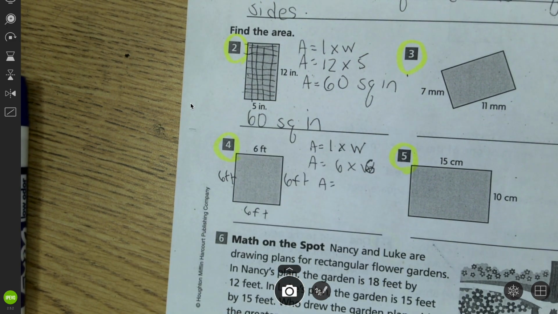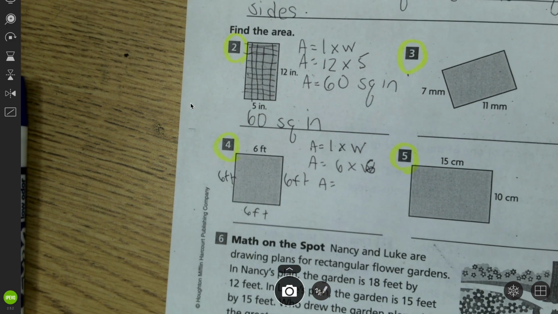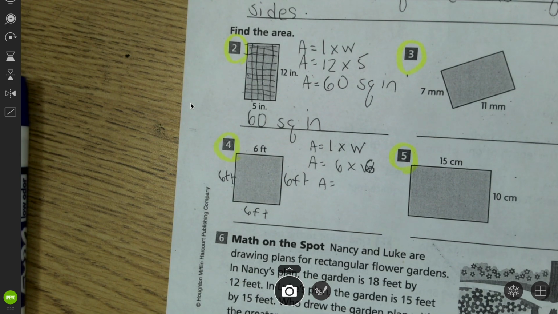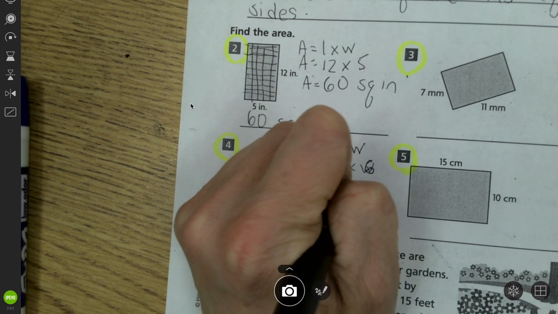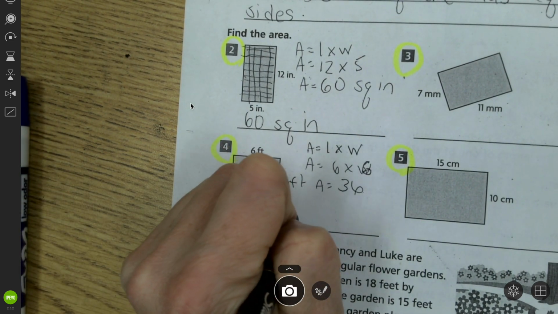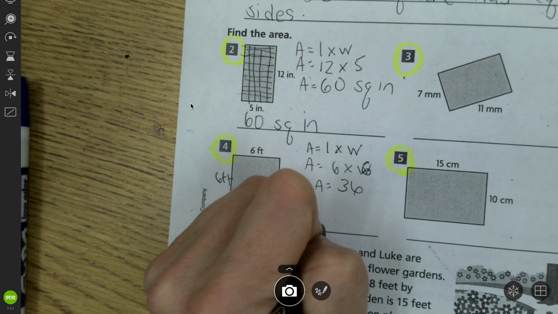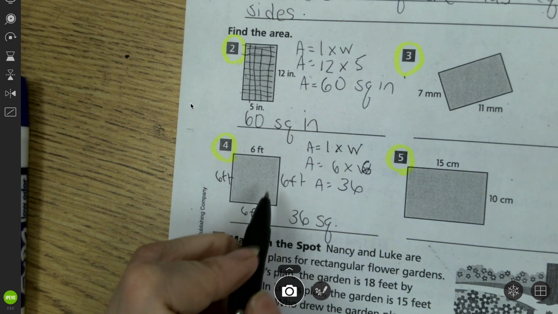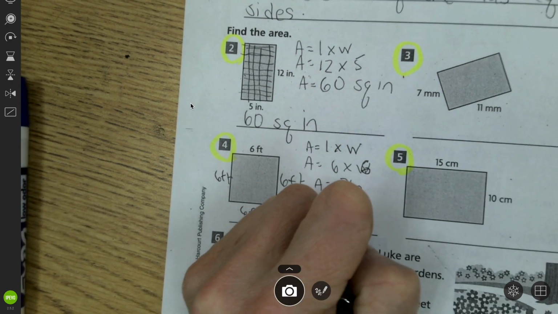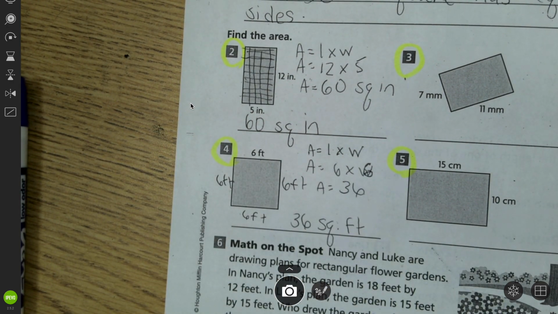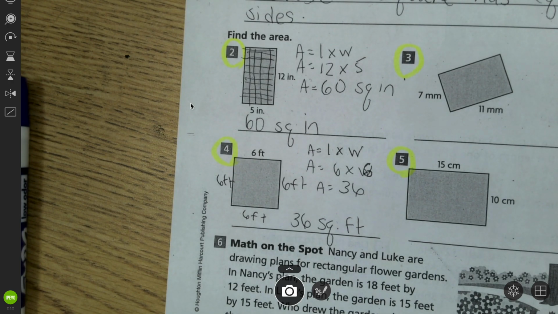Area equals what? 6 times 6? 6, 12, 18, 24, 30, 36. Stop. 36 what? 36 square feet. FT is feet. Square feet. Okay, that is your answer.